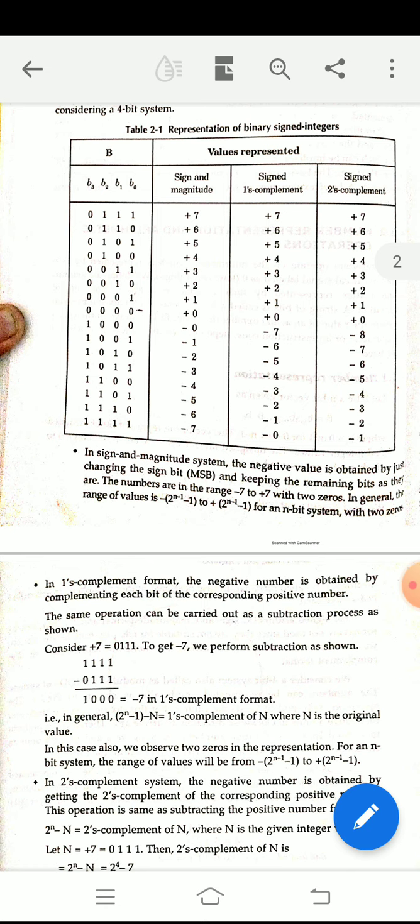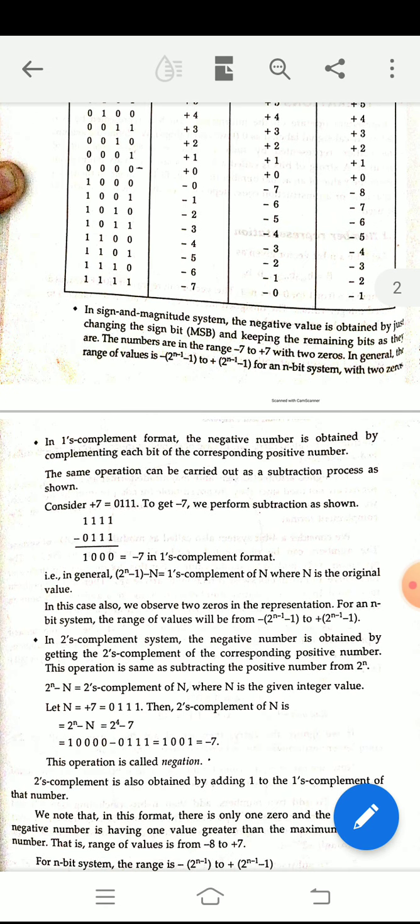complement. In the sign and magnitude system, the negative value is obtained by just changing the sign bit, the MSB, and keeping the remaining bits as they are. The numbers are in the range from minus 7 to plus 7 with 2 zeros. In general, the range is minus 2 to the power of n minus 1 to plus 2 to the power of n minus 1 for an n bit system, with 2 zeros.